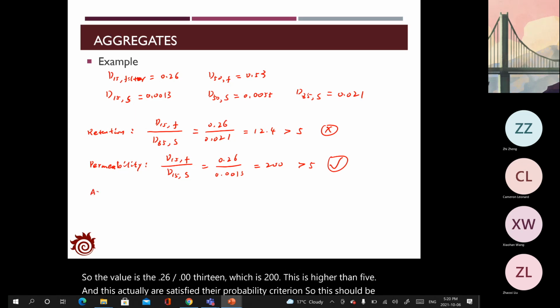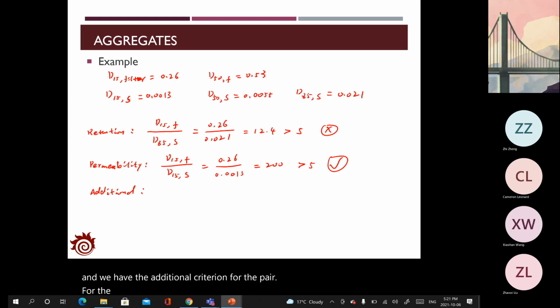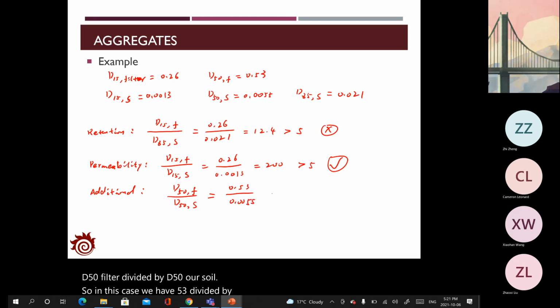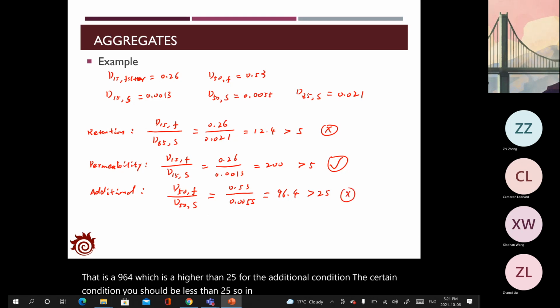And we have the additional criterion for the parallel grain size distribution, which requires D50 filter divided by D50 soil. In this case, we have 0.53 divided by 0.0055. That is 96.4, which is higher than 25. For this additional, third condition, it should be less than 25. So in this case, it's not appropriate.